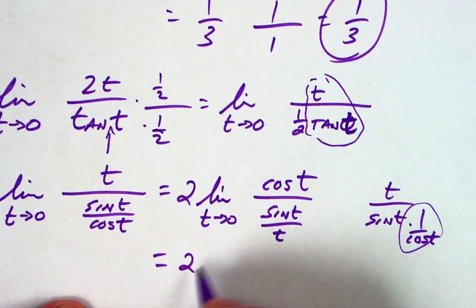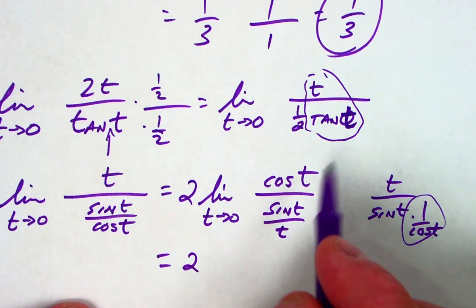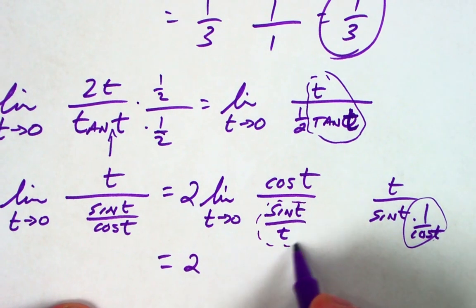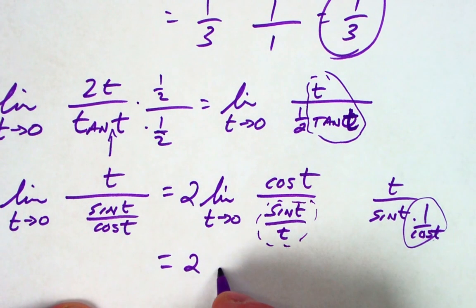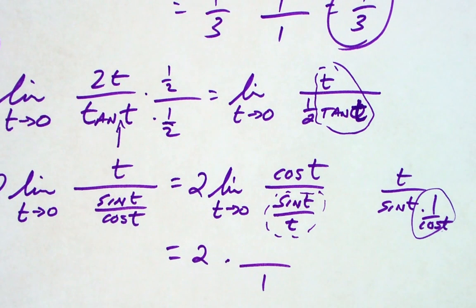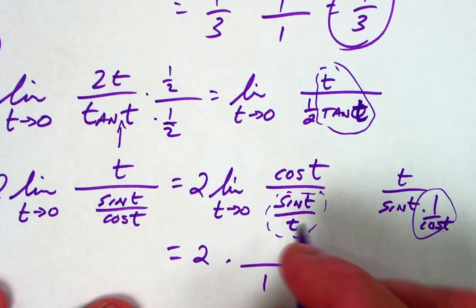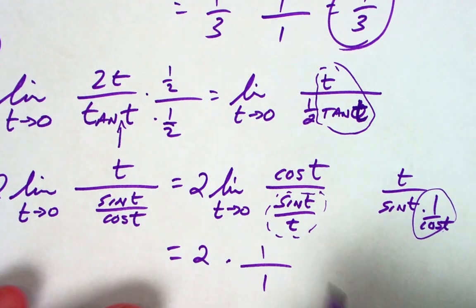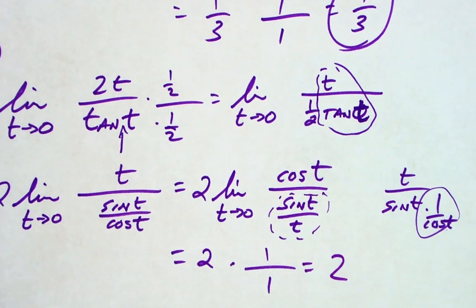I have a 2. Limit. What's the value of this bottom part as we approach 0? 1 times 1. And cosine of t as t approaches 0 is 1. So we just get a value of 2.